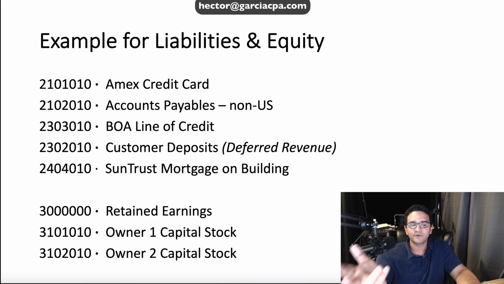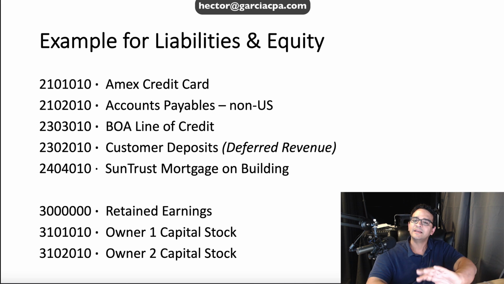Let's look at some examples in liabilities and equity from the balance sheet. So for example, the credit card starts with a 2, 1, just like accounts payable. Then we have a line of credit, which starts with a 2, 3. And then customers' deposits, which is deferred revenue, that starts with a 2, 3. And then you see like a mortgage starts with a 2. And then we have our equity accounts like retained earnings, capital stock for owner 1 and owner 2 that starts with 3.